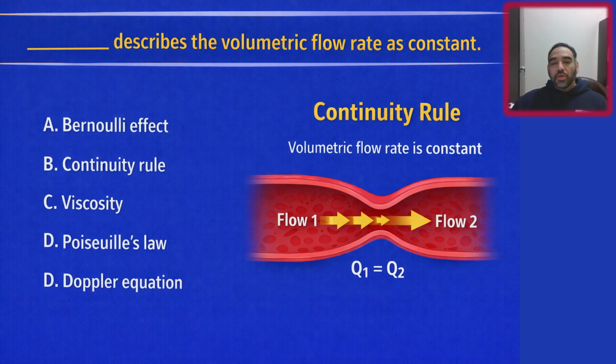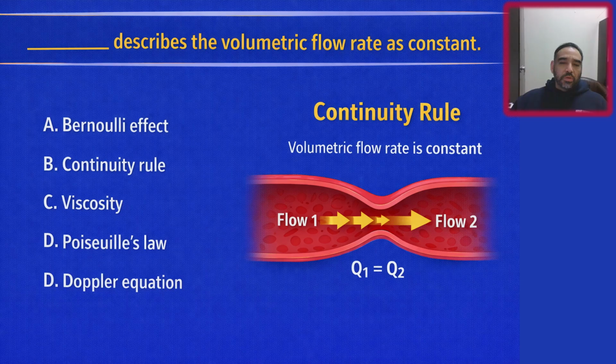Now let's look at the other answers and see why they're incorrect. A said the Bernoulli effect. Bernoulli describes a relationship between pressure, velocity, and height. It explains why pressure drops when velocity increases. It doesn't state that the volumetric flow rate is constant. So Bernoulli is about energy conservation, not about mass conservation.